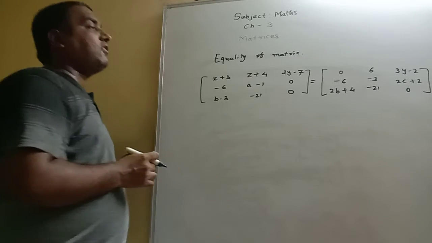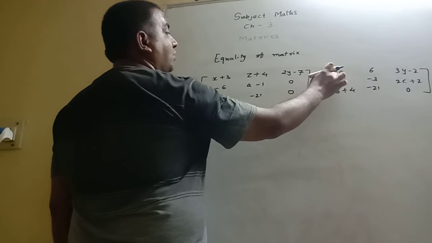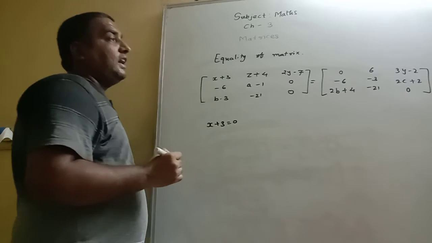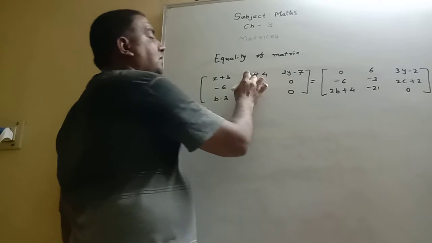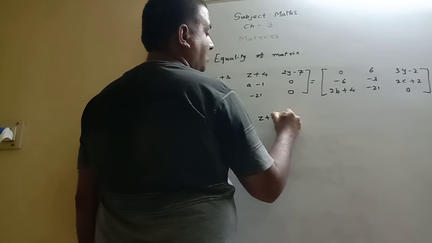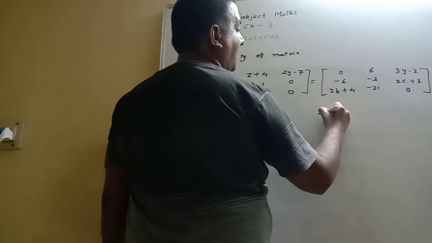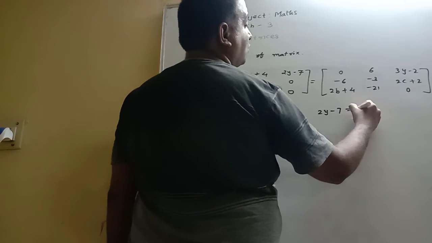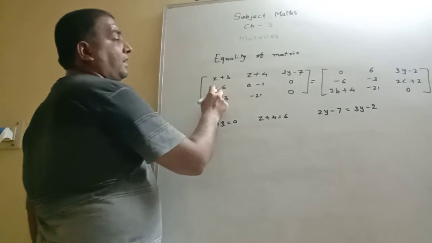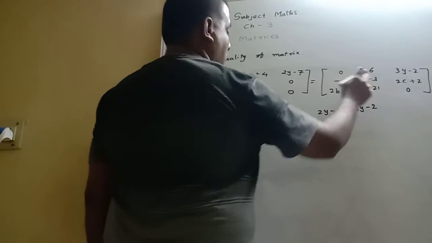Since the two matrices are equal, we know that the corresponding entries are equal. So first entry equals first entry, so x plus 3 equals 0. Second entry equals second entry, so z plus 4 equals 6. The first row third entry equals the first row third entry, so 2y minus 7 equals 3y minus 2. Now minus 6 and minus 6 are equal. a minus 1 equals minus 3.